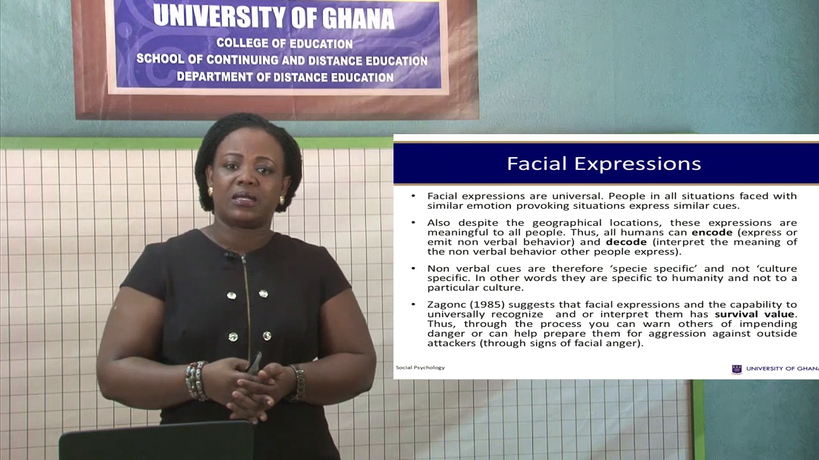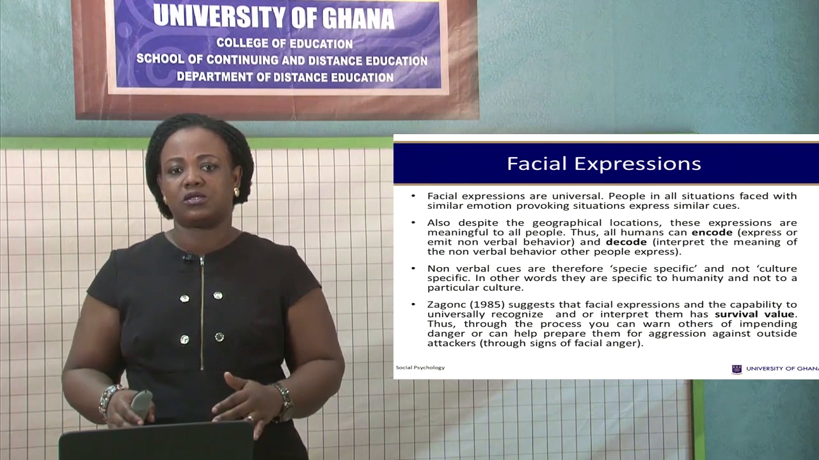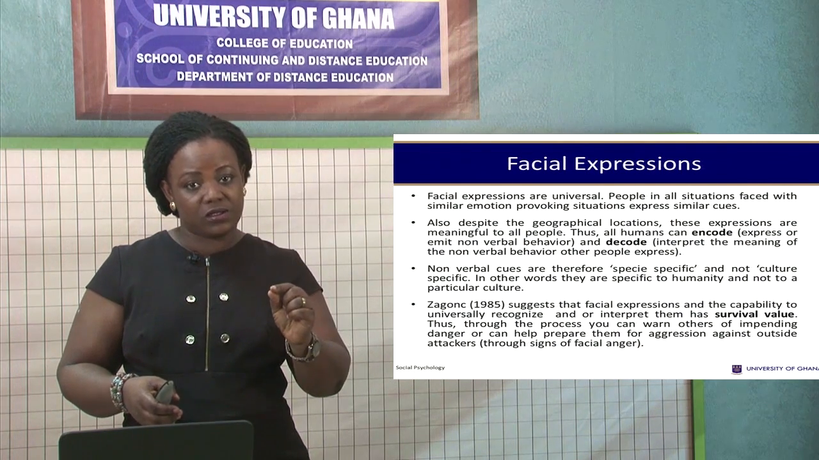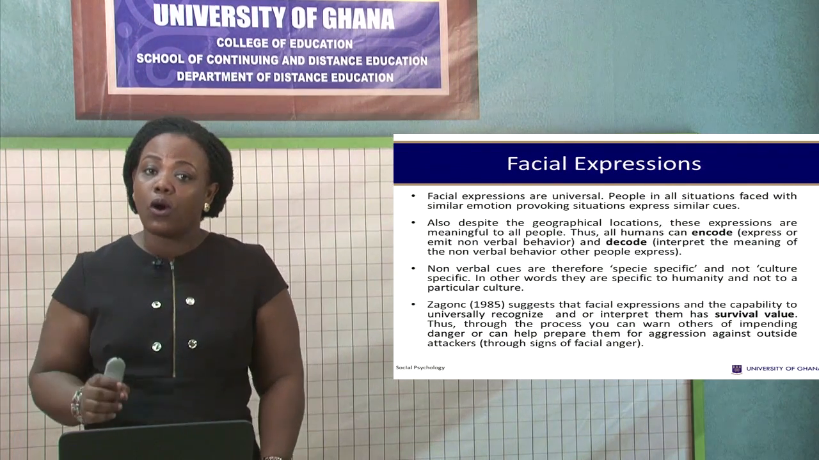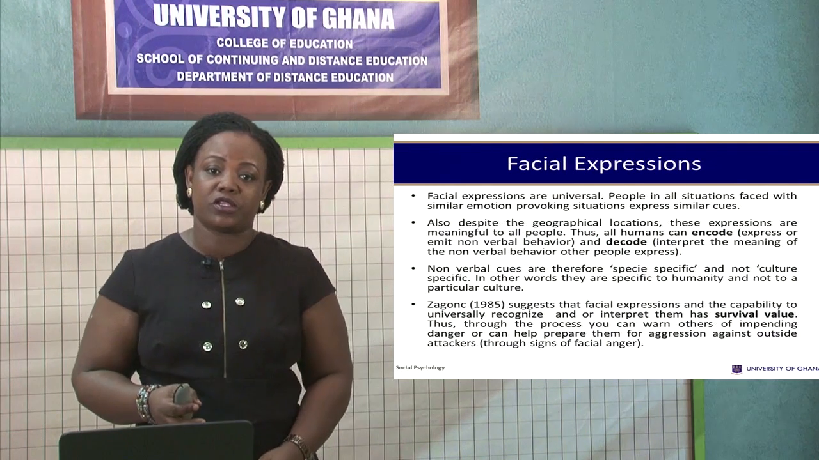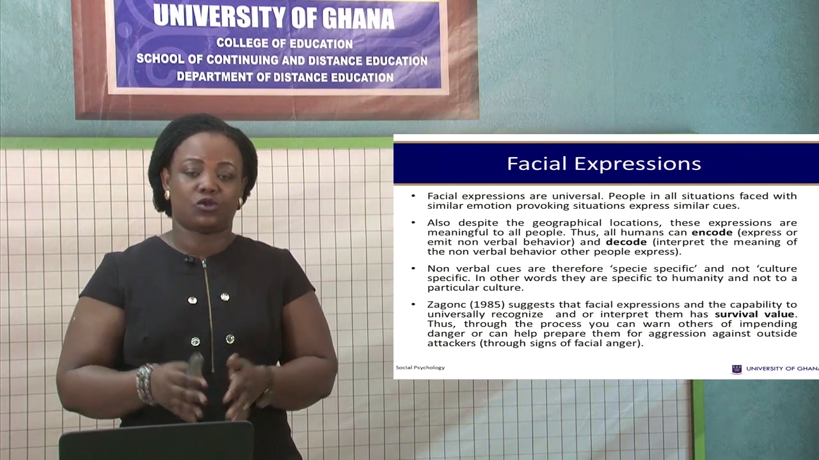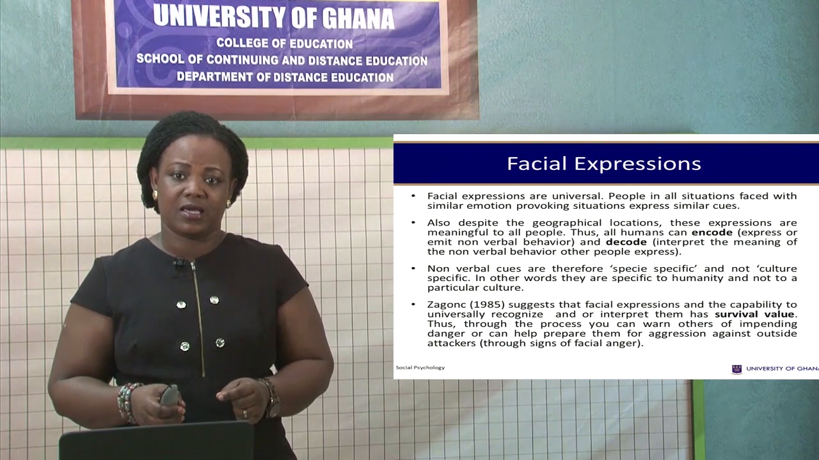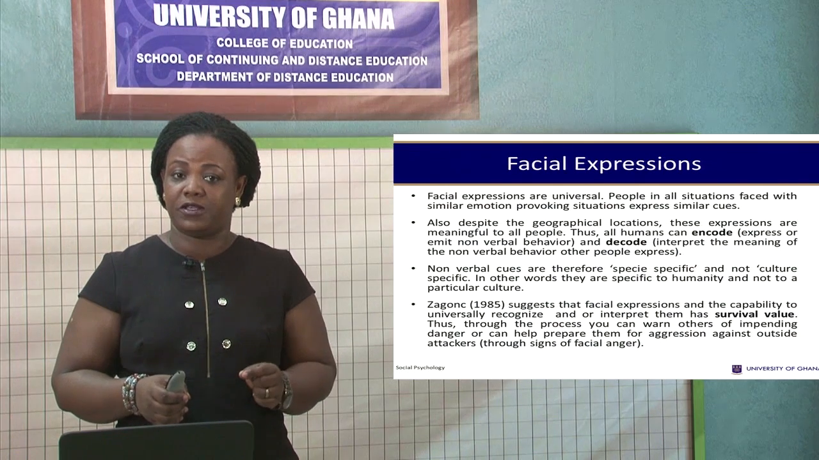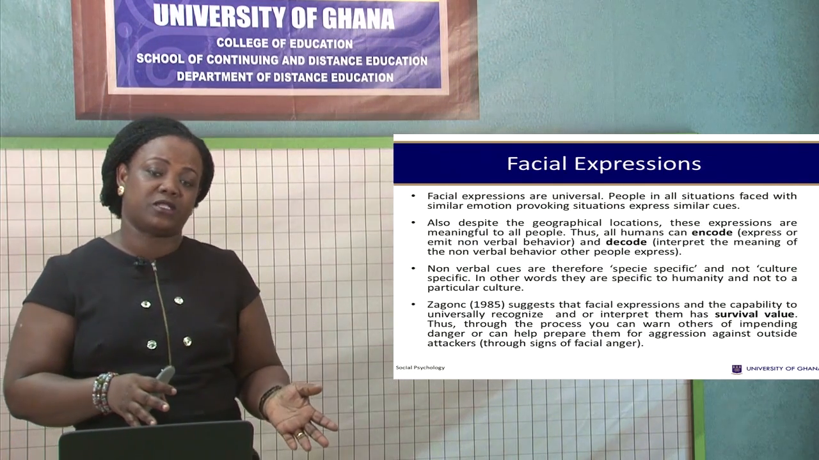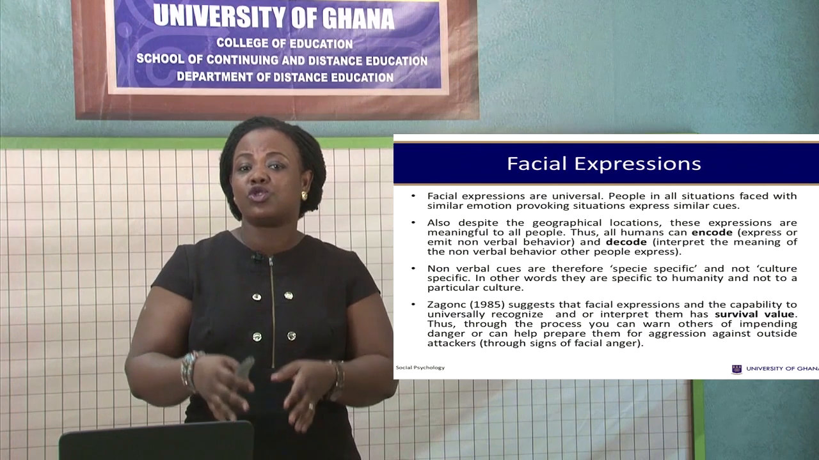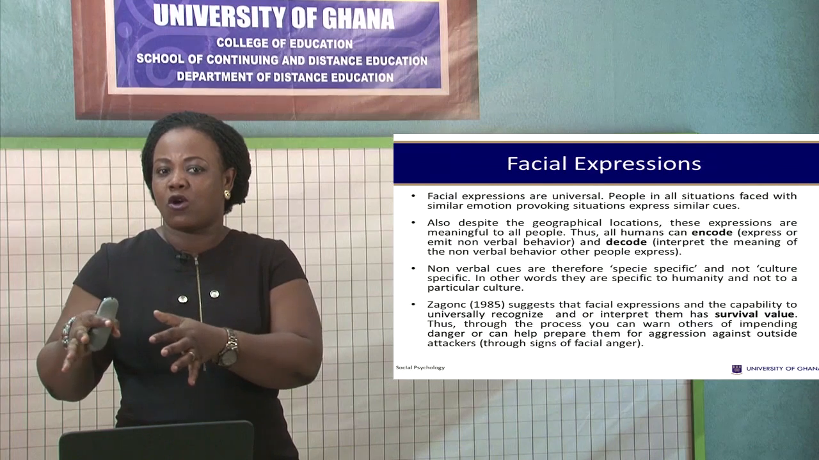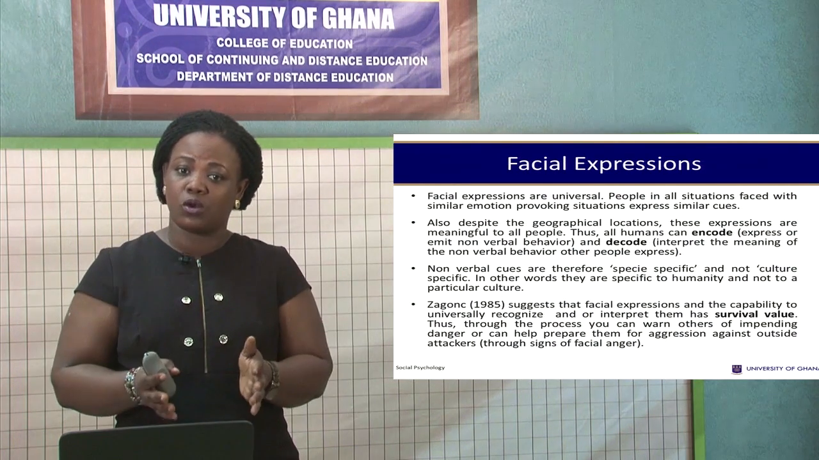Then we say that despite our cultural differences or geographical locations, all of us are able to encode, that is exhibit, or decode, interpret these facial expressions that are basic. So what then are we saying? That these expressions are species specific and not culture specific. In other words, they are common to humanity and not to particular cultures. So a smile is not common only to Ghanaians, it's common to all humanity.